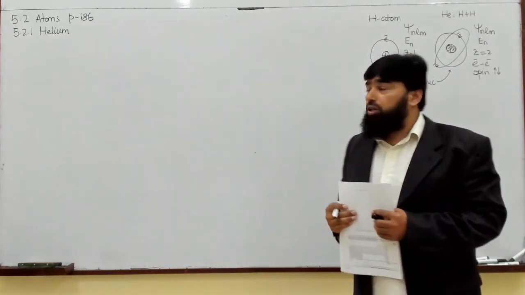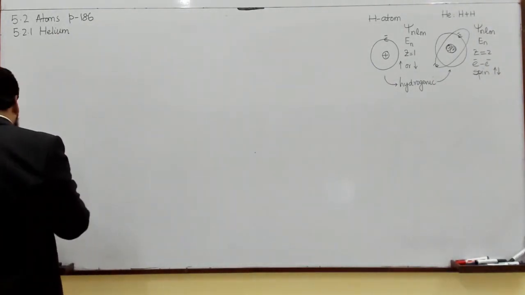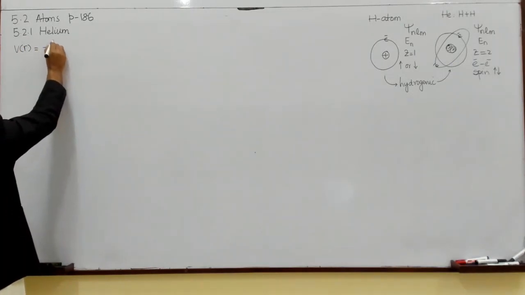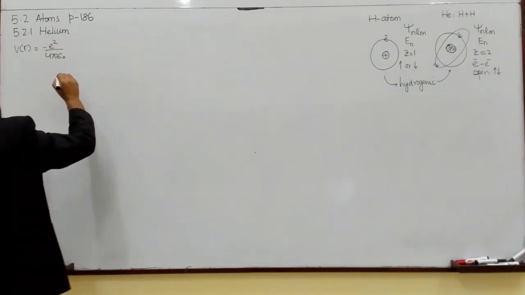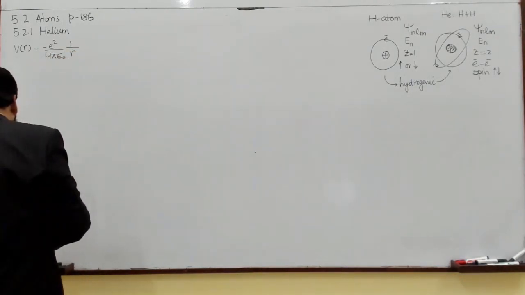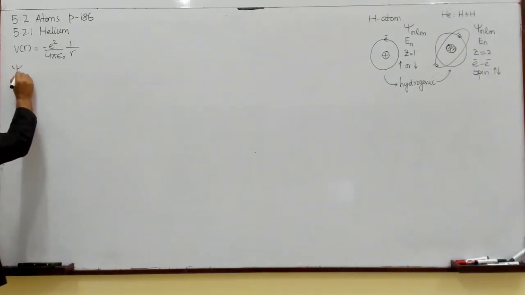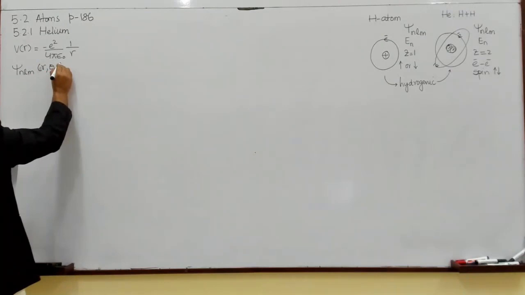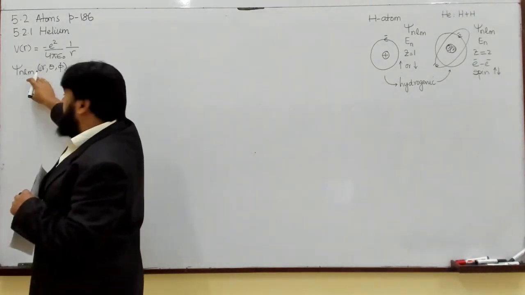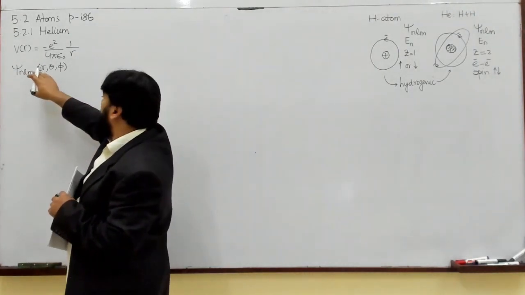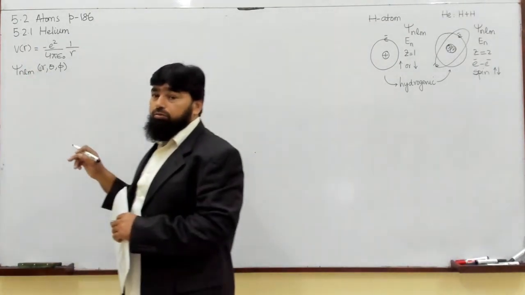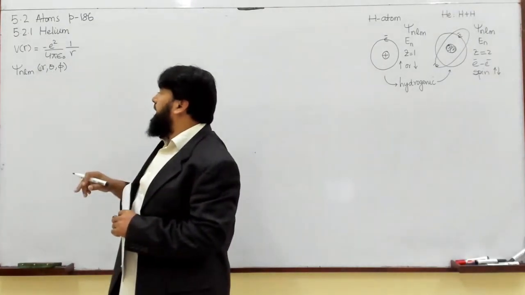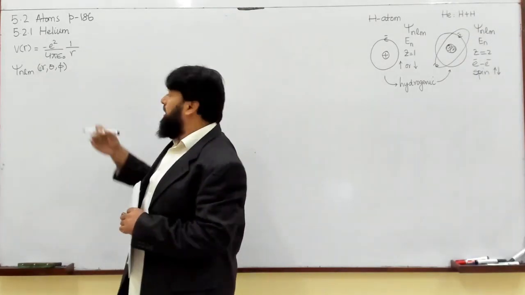So let's start from the review of the hydrogen atom. We remember that in a hydrogen atom, we wrote the potential as minus e squared over 4π ε₀ and 1 over r. And the wave function that we wrote, ψ_nlm, is a function of r, θ and φ. We remember that there is no spin included here, because spin is not a part of r, θ, φ.